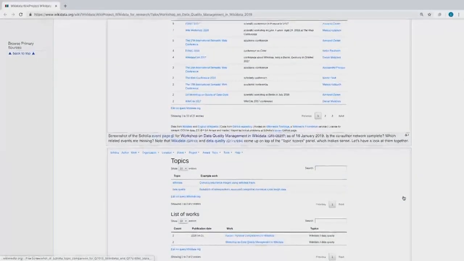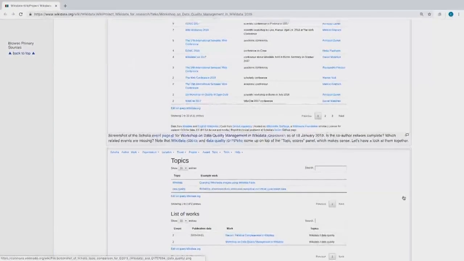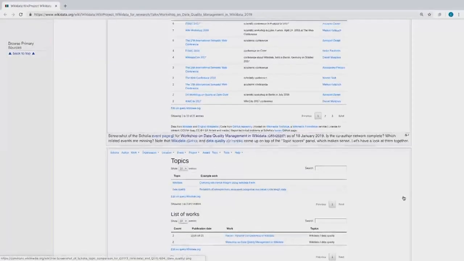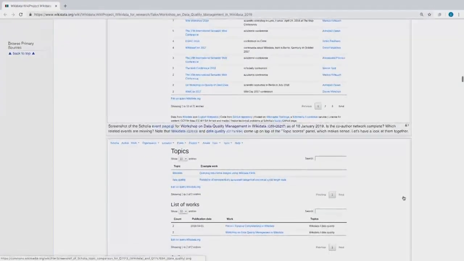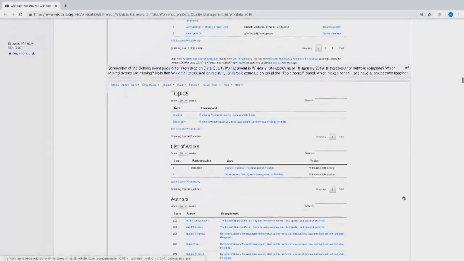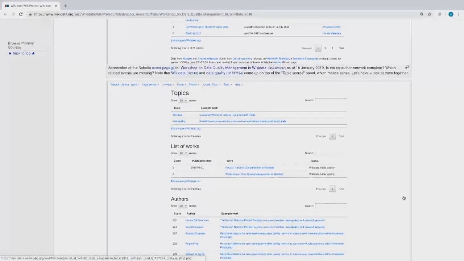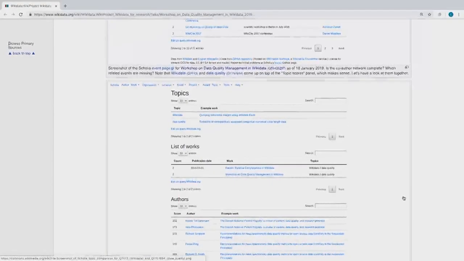So now that we have identified these two topics as the main topics that we have written about, we can compare them. In Scholia, we can compare them. So we look at the view for comparing two topics. And here we see another problem. Here, list of works. Somehow, the workshop ends up in a query that is looking for a list of works. And so we have a white field there.